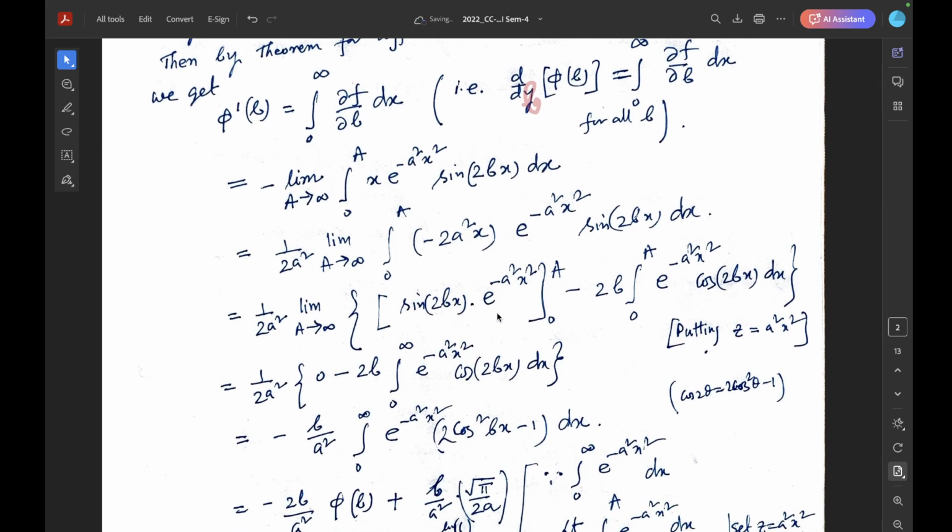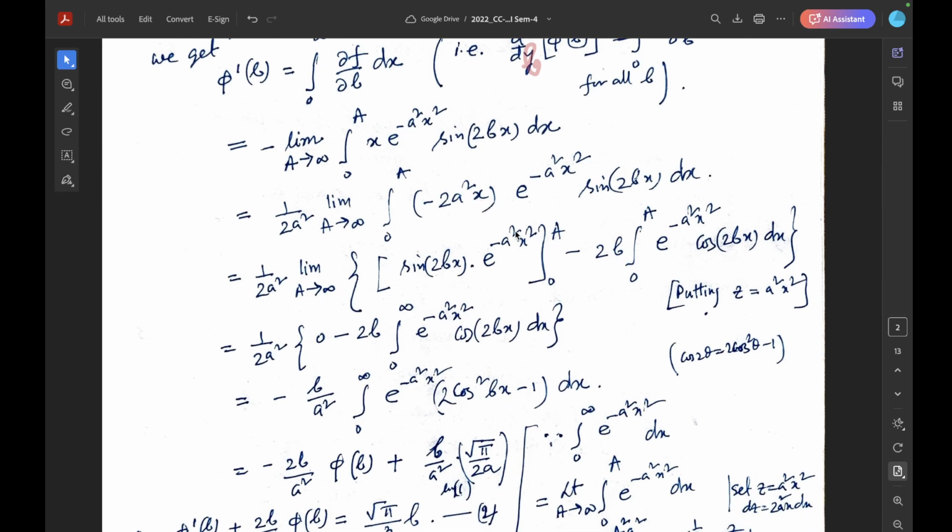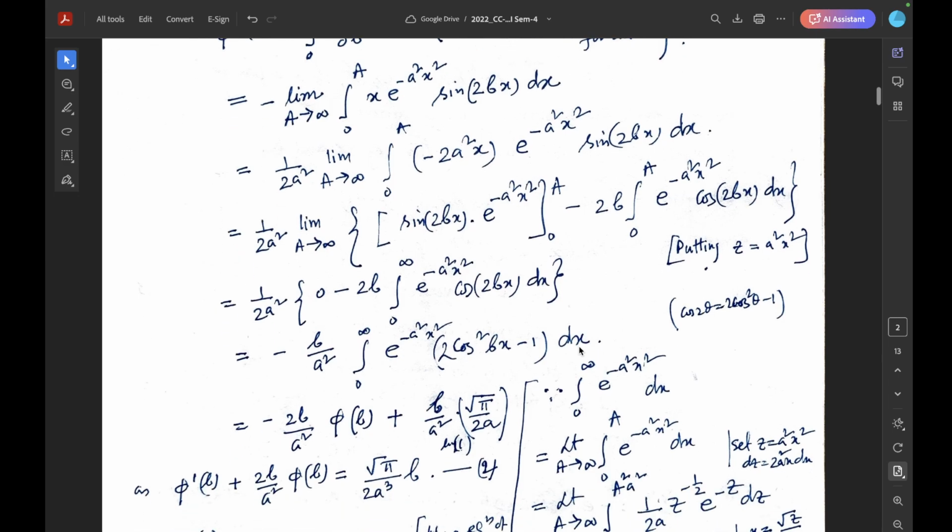By parts integration we get, on this, sin is the second function and this is the first function. So we get this between limits 0 to A, so obviously this is 0, and for this, 2b times the integral of e to the power minus a square x square cos 2bx dx.